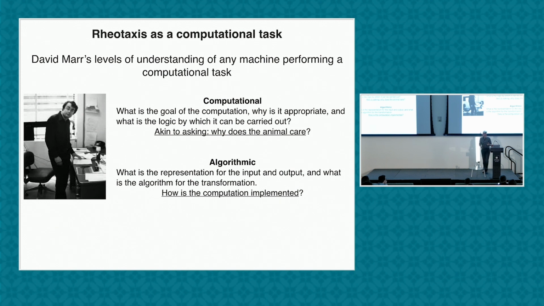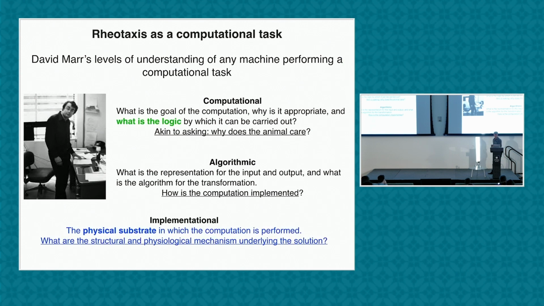In other words, how the input and output are represented, in principle, in the brain, so that the fish can engage in a motor reaction. And the third one is the implementational. Like, what is the physical substrate? What is the animal using to extract relevant mechanical information from the environment and then engage in this behavior? So what we are going to do now is discuss a little bit the logic of rheotaxis and then concentrate later on the implementational level of Marr's understanding of a computation.